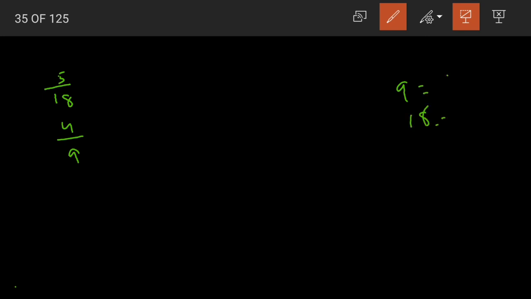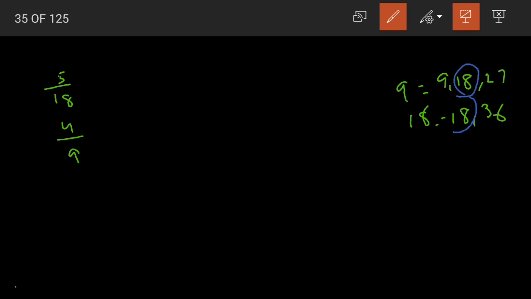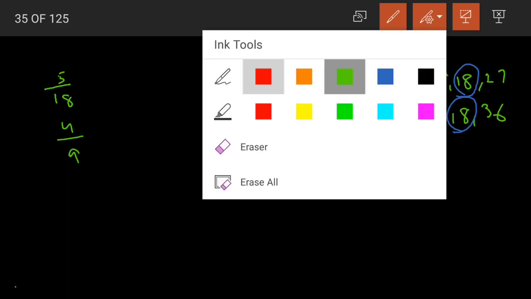We need to find out the LCM. The multiples of 9 are 9, 18, 27. The multiples of 18 are 18, 36. That's enough. Why? Because we got our least common multiple here. The LCM is 18. Yes.